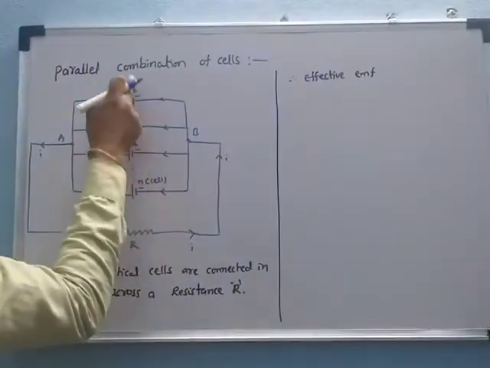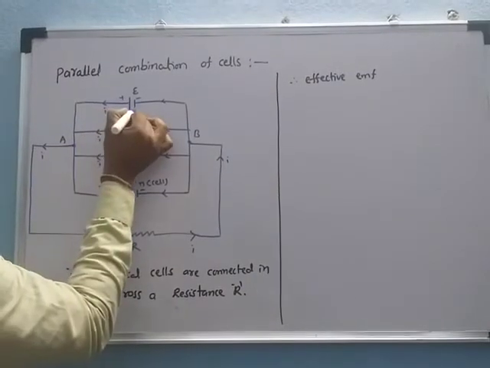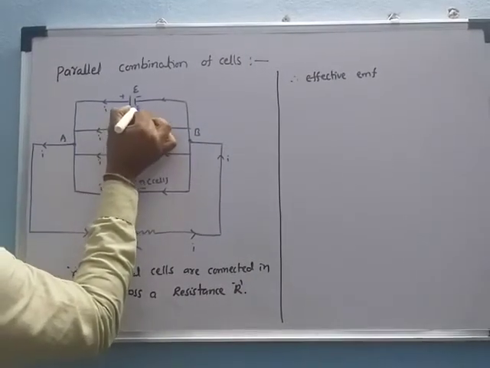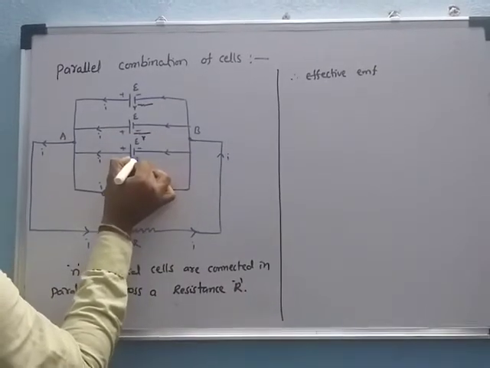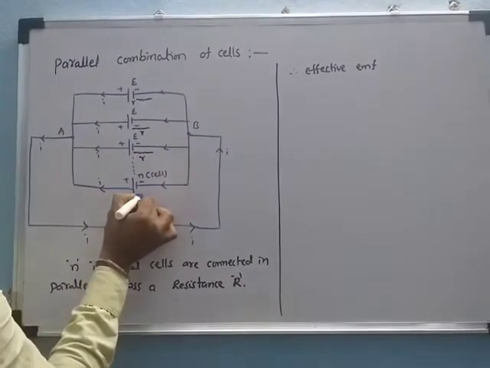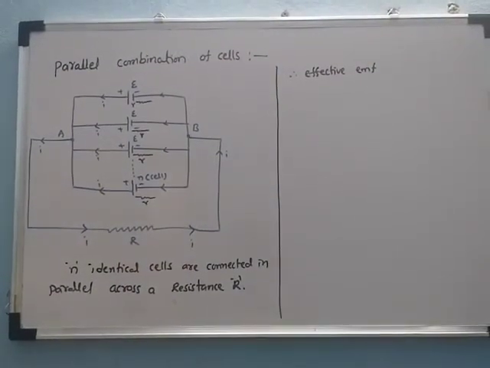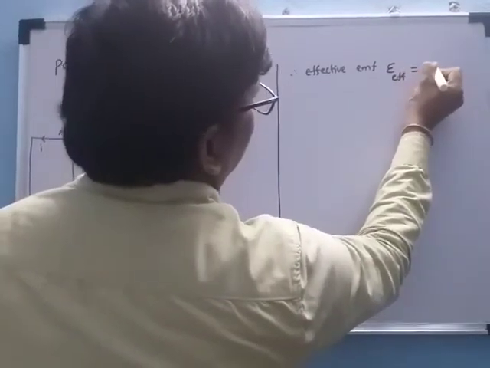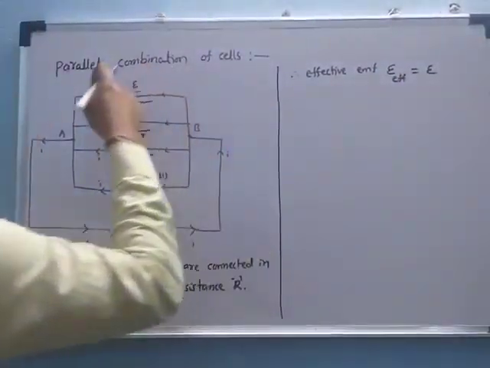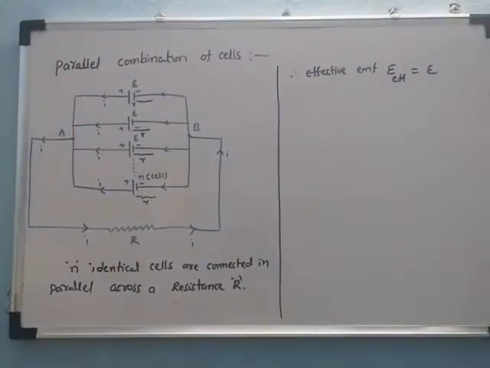See, in parallel combination, the potential difference will be the same. Now the internal resistance is considered small r. Each cell has the internal resistance small r. Now the effective EMF is E effective equal to E, that means each cell has EMF E.